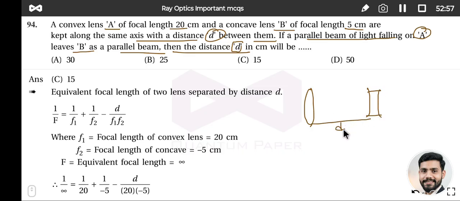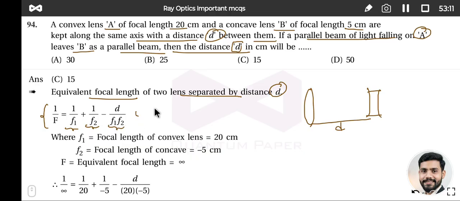Okay, so the equivalent focal length whenever two lenses are separated by some distance d is given by 1/f = 1/f1 + 1/f2 - d/(f1 f2). This is the general formula. After that we have to take the sign convention of focal length. f1 is the focal length of the convex lens, so it is +20. f2 is the focal length of the concave lens, so it is -5. This negative sign we have not used here, this is the general formula.